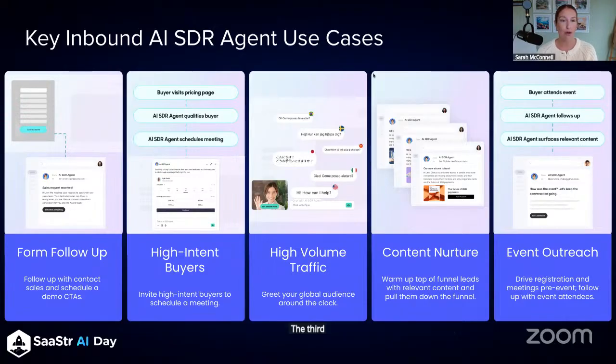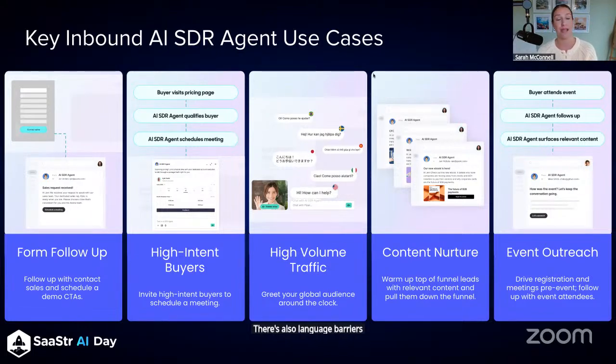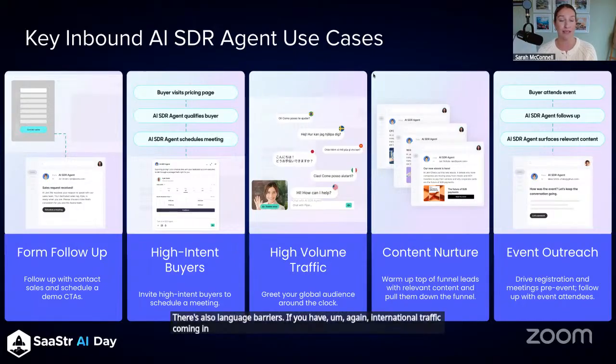The third one is high volume traffic. If you've got a bunch of traffic on your website, you can't expect human SDRs to have conversations with all of those people. There's also language barriers. If you have, again, international traffic coming in from different areas, can they have conversations with all of those people in different languages? So high volume traffic and letting an AI SDR handle portions of that traffic is a really great use case. Content nurture.